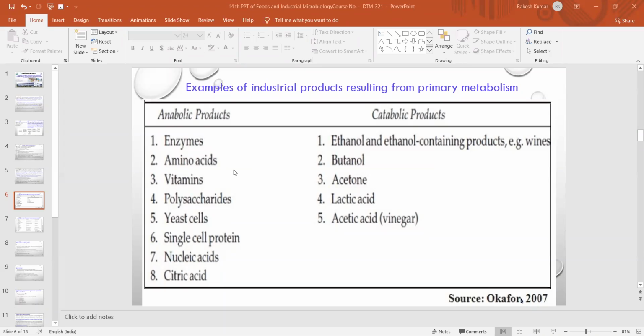So under anabolic products: enzymes, amino acids, vitamins, polysaccharides, yeast cells, single cell protein, nucleic acids, citric acid. So these are the products produced by anabolic reactions inside the vessel. Then catabolic products are ethanol or ethanol-containing products like wines, butanol, acetone, lactic acid, and acetic acid, that is also called vinegar. So all these products can be produced by utilizing this bioprocessing method.